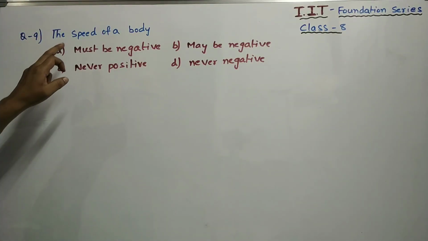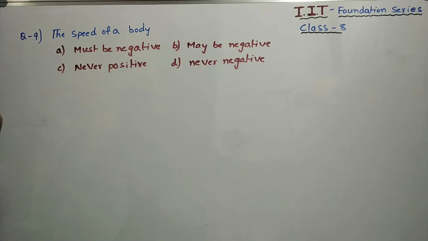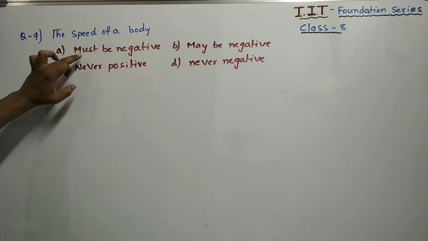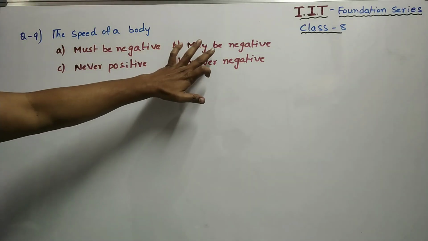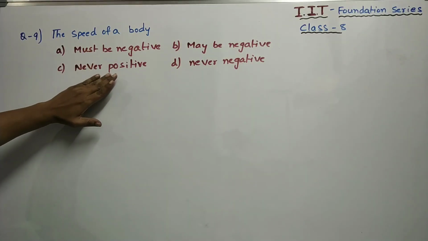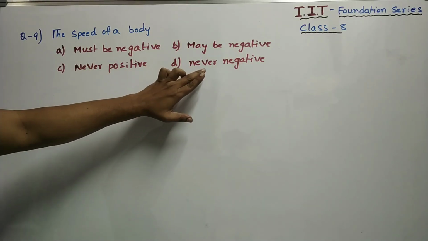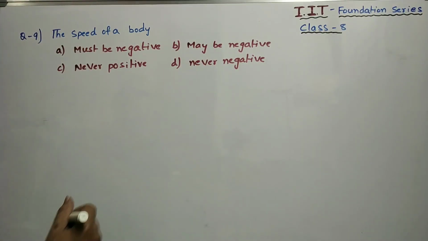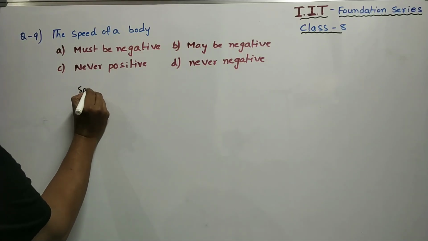The 9th question: the speed of a body. What is the option? The first one is must be negative. The second one is maybe negative. The third one is never positive. D is never negative. Okay, let's see what the speed of a body is.